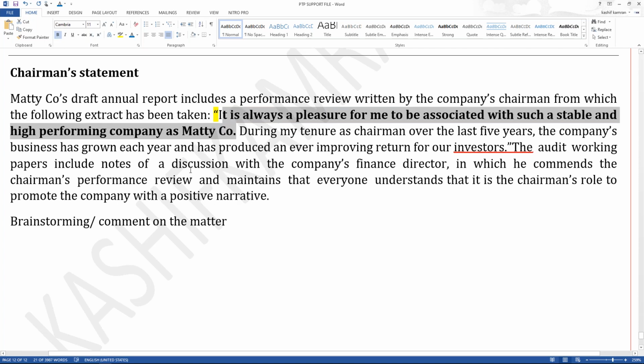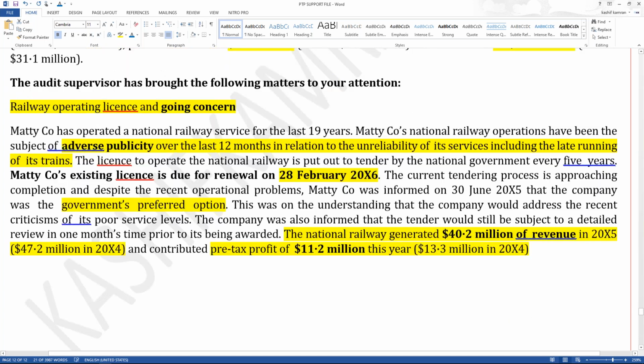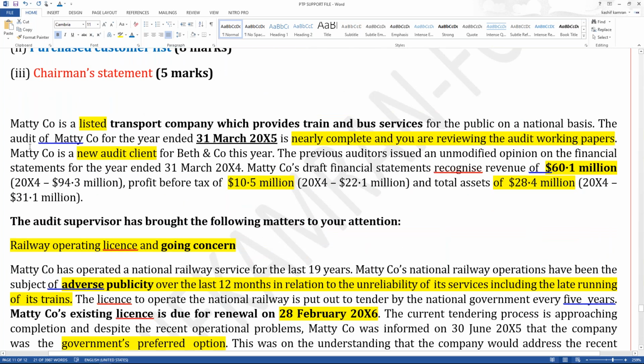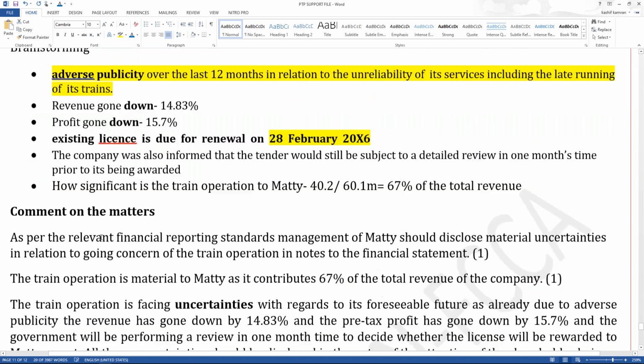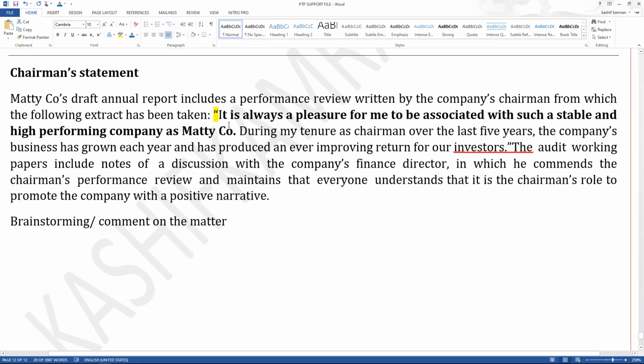It's a very contradictory statement because we've already seen the revenue going down and the profit going down of the train business, right? But even if you look at the overall revenue of the company, it has fallen from 94.3 million to 60.1 million. The profit of the company has fallen from 22.1 million to 10.5 million. So is it a very stable business? If you look at the opening paragraph, is the statement of the chairman contradictory? Is he trying to conceal something from the shareholders? "It is always a pleasure for me to be associated with such a stable, high-performing company."